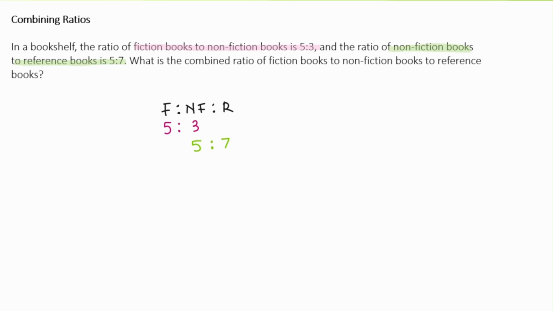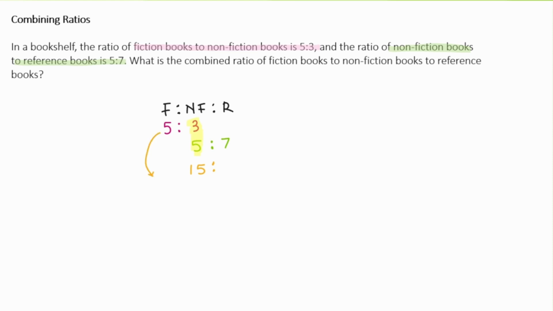In both these ratios, we have a common variable of non-fiction, which is 3 in the first ratio and 5 in the second ratio. In order to combine this, we have to find the lowest common multiple of 3 and 5, which is 15. And we now just need to make both these ratios equivalent such that the component of non-fiction is equal to 15.